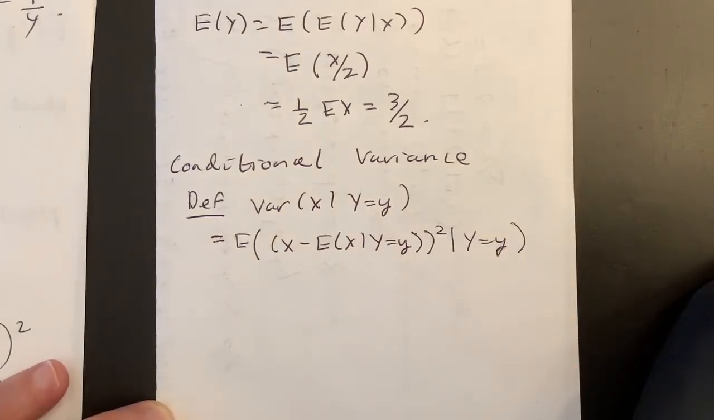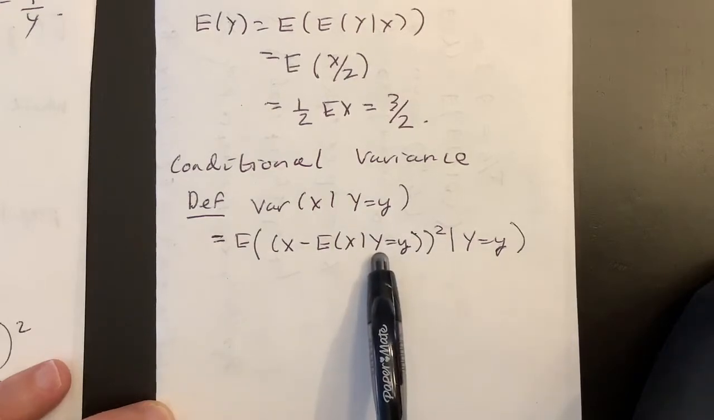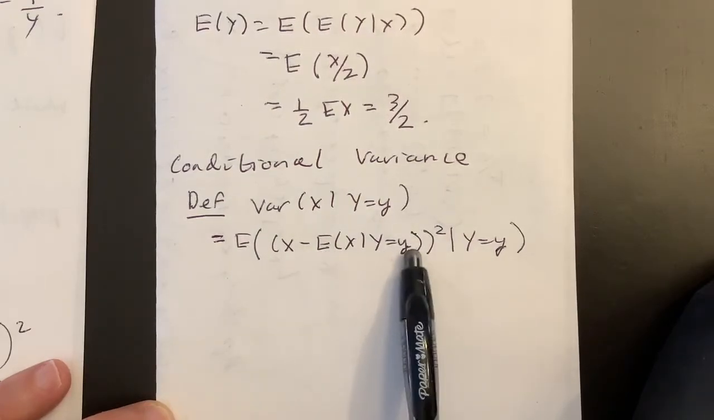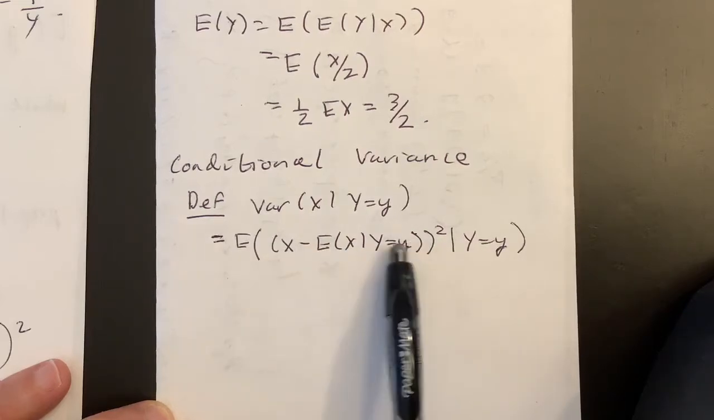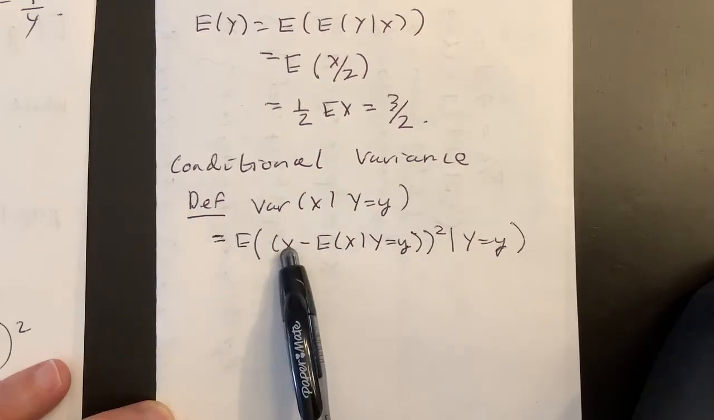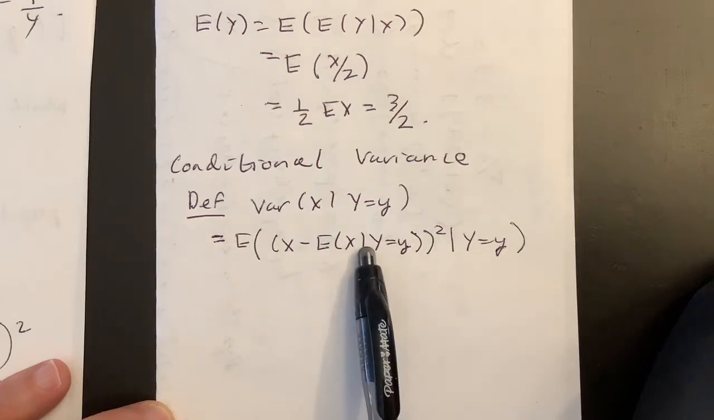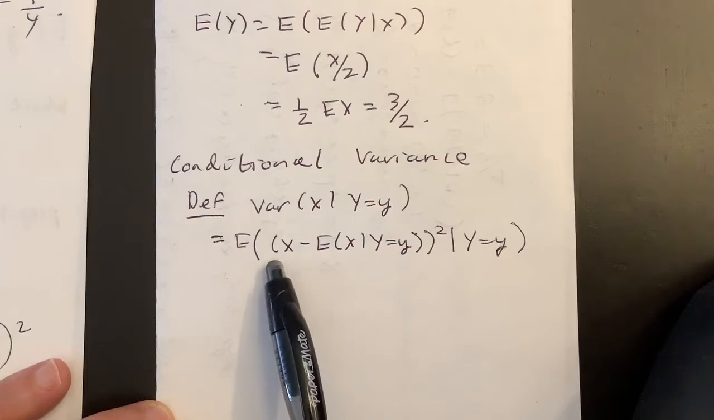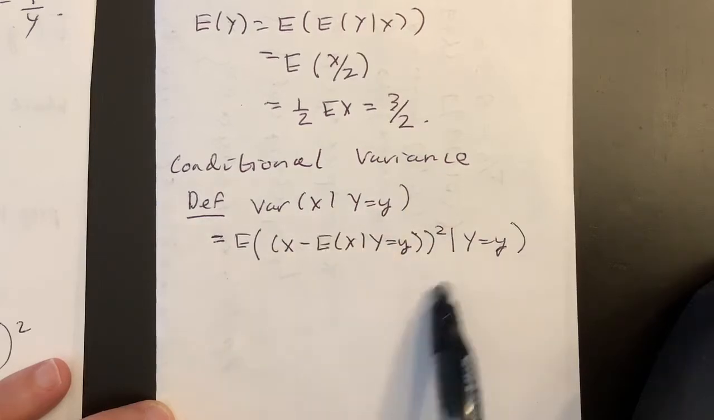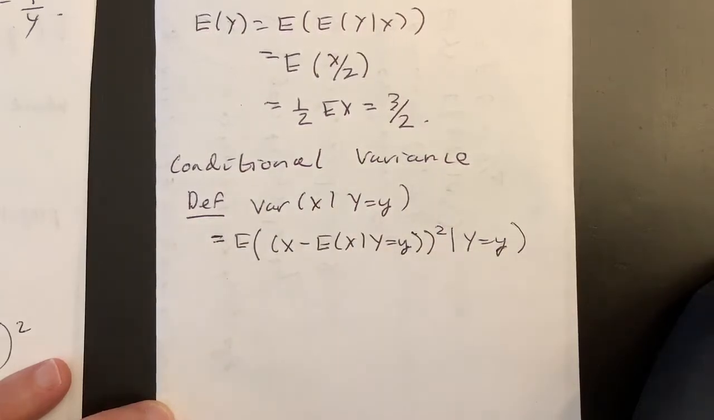This should make sense. At least everything in here should make sense. This is the expected value of x given y equals little y, so this is a function of little y. This is x, so this is big X minus a function of little y. And it makes sense to take the expectation of that with respect to little y. Okay?